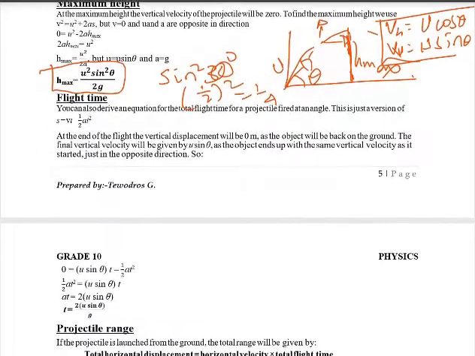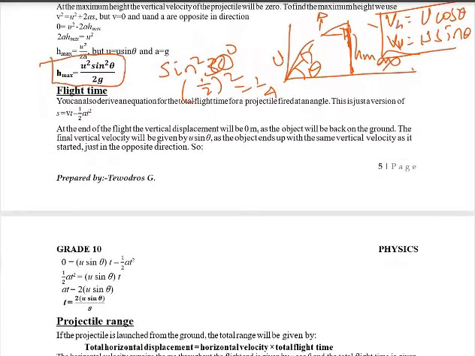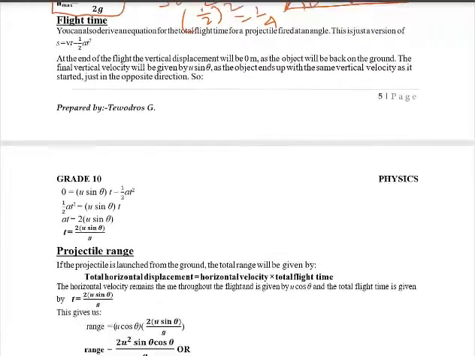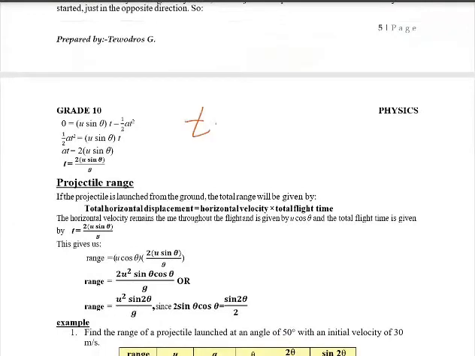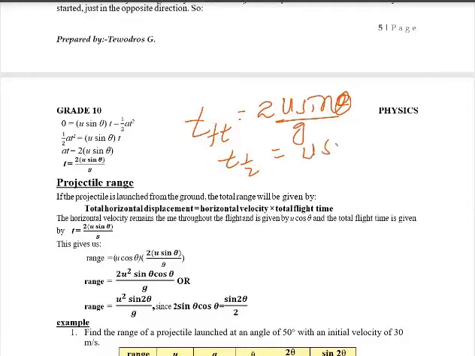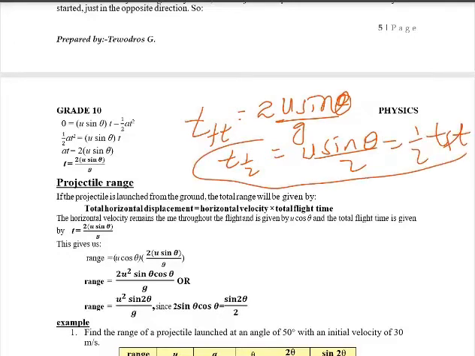The other thing is flight time. We have two types of flight time, as I told you: total flight time and half flight time. Half flight time means the time taken to reach the maximum height. If you are asked to determine the total flight time, the total flight time is equal to twice of u sine theta over g, and t half is equal to u sine theta over g. That means half of the total flight time, and t half is the time taken to reach the maximum height, or the half flight time, and this one is the total flight time.